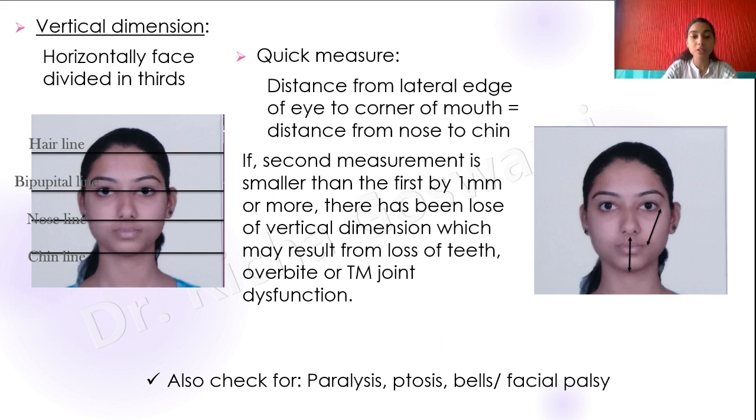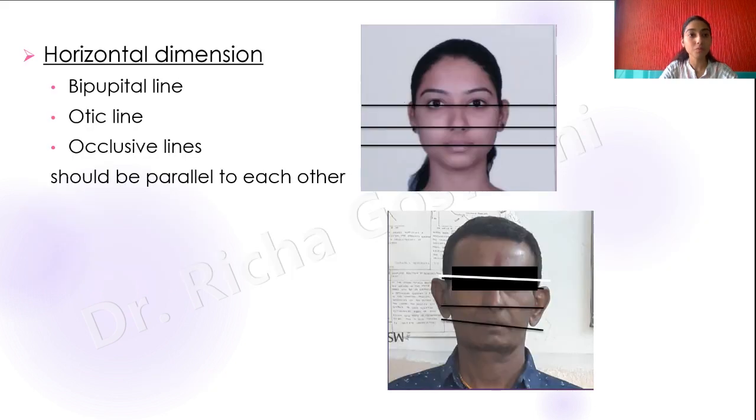Also check for the presence of paralysis, meaning any central level problem, then ptosis, Bell's palsy, or facial palsy, because these all also give a similar type of alteration, facial asymmetry. So we have to check for this also. Then check for the horizontal dimension. Here you have to draw 3 lines on the patient's face photograph, and these 3 lines should be parallel. If any alteration is there, you can say there is asymmetry in the horizontal dimension of the face.